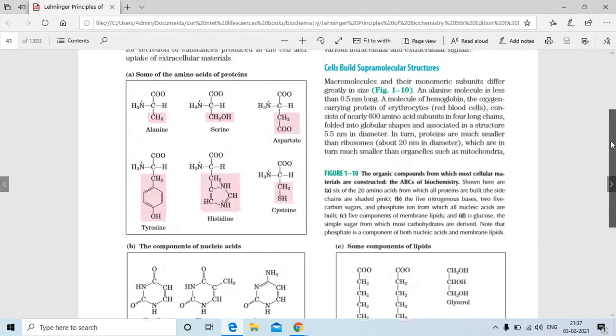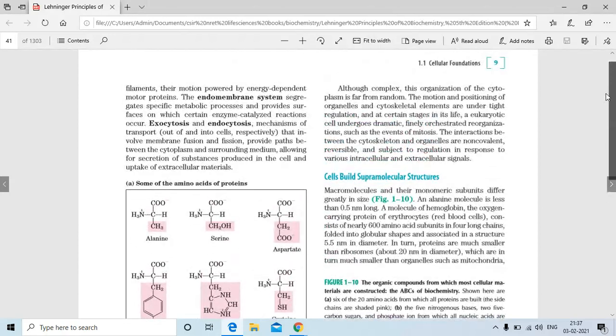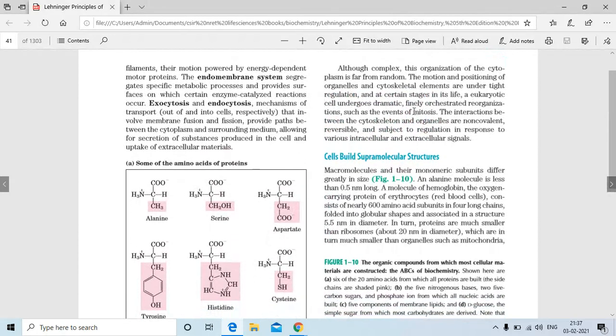So in this video we will discuss up to this. We will go to cells build supramolecular structures in our next video.